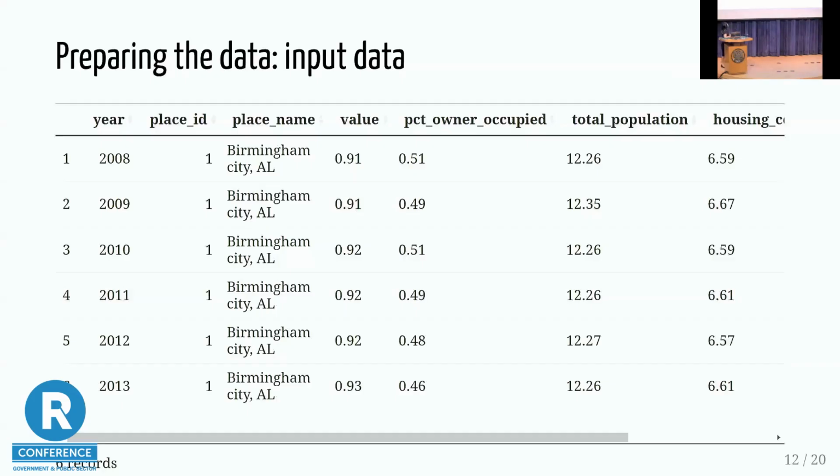And then, I want to give a little look into the data that end up going into the actual Synth function. So our time variable is year, and our unit variable is city, which would be the place ID. It's called place because we're using census data. And then the input data have to be unique. The rows have to be unique at the time variable and the unit variable.